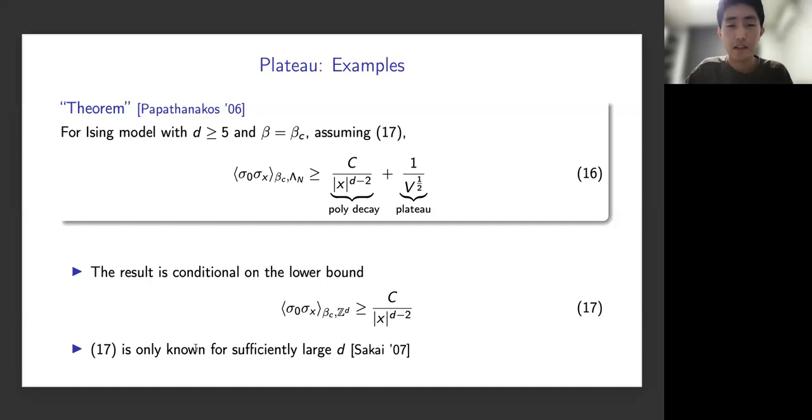Anyway, as I have said in the slides before, for the case of the Ising model, this polynomial lower bound is only known for sufficiently large dimensions. That is the result by Sakai. So we expect that the same should hold for the phi-4 model.